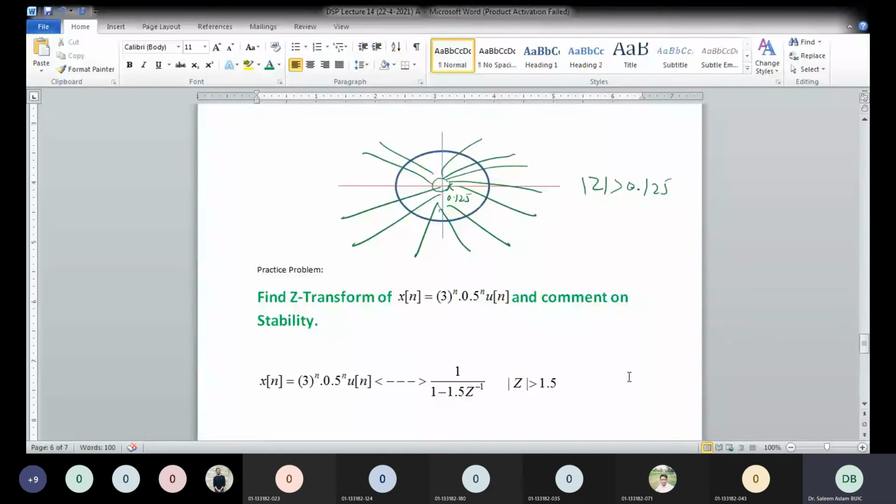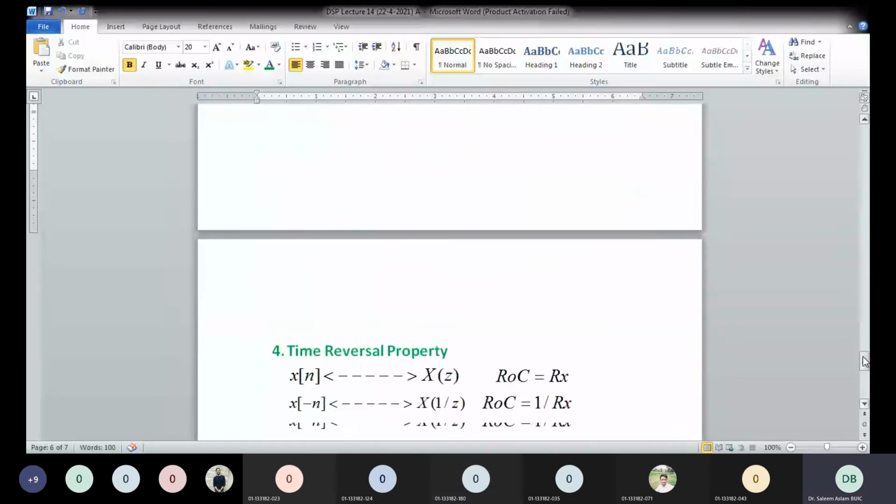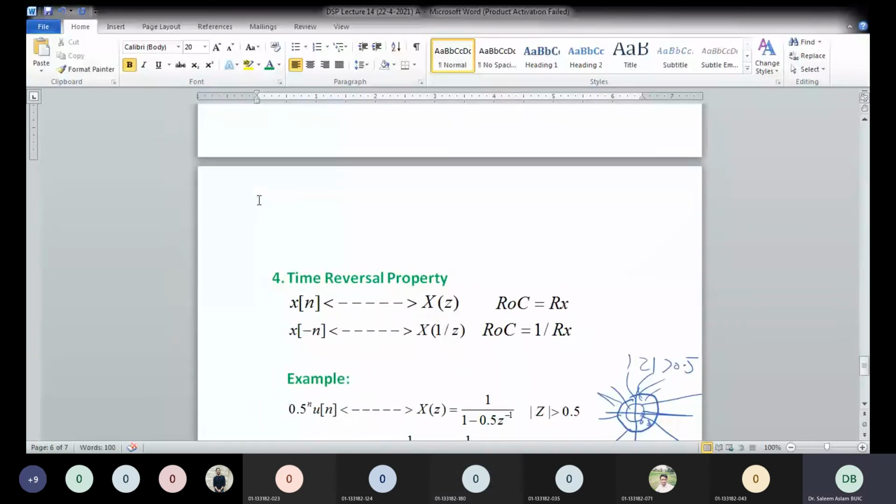So we need to carefully consider this property. ठीक है बेटा? Yes, sir. Okay, the fourth property is the time reversal property.